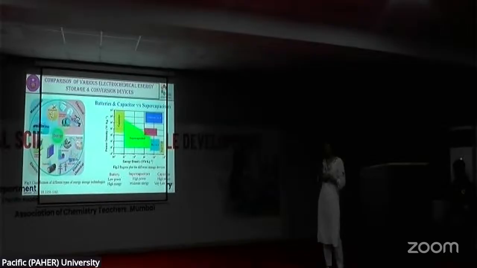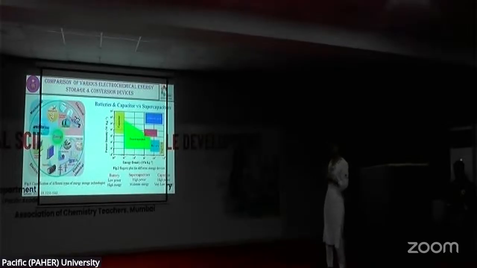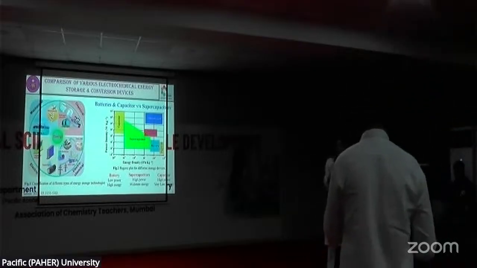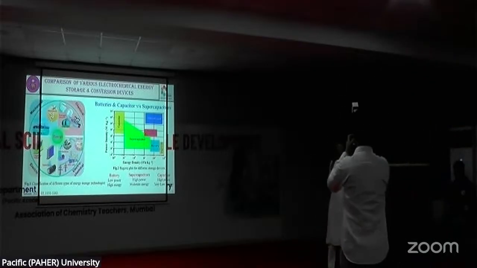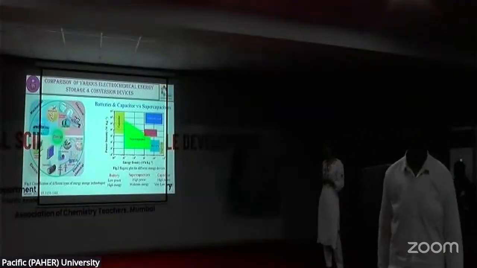The basic electrochemical energy storage devices are batteries, supercapacitors, and capacitors. The key difference among all three is the energy storage and conversion mechanism. The battery has high storing power but a very low conversion rate. But the capacitor has a very high conversion rate but very low storing power. The supercapacitor sits between the battery and the capacitor, with moderate storing power and a very high conversion rate.